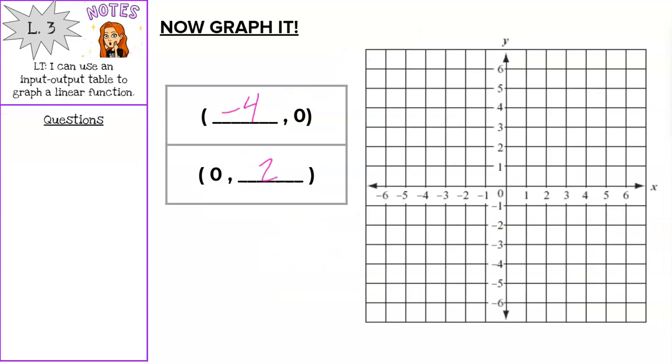Now that we know our intercepts, we can graph it. All we have to do is graph (negative 4, 0) right here. That was your x-intercept, so it goes on your x-axis. And then (0, 2) is right there, and that was your y-intercept, and it goes on your y-axis. Connect the points to make a straight line, and you've graphed your linear function.